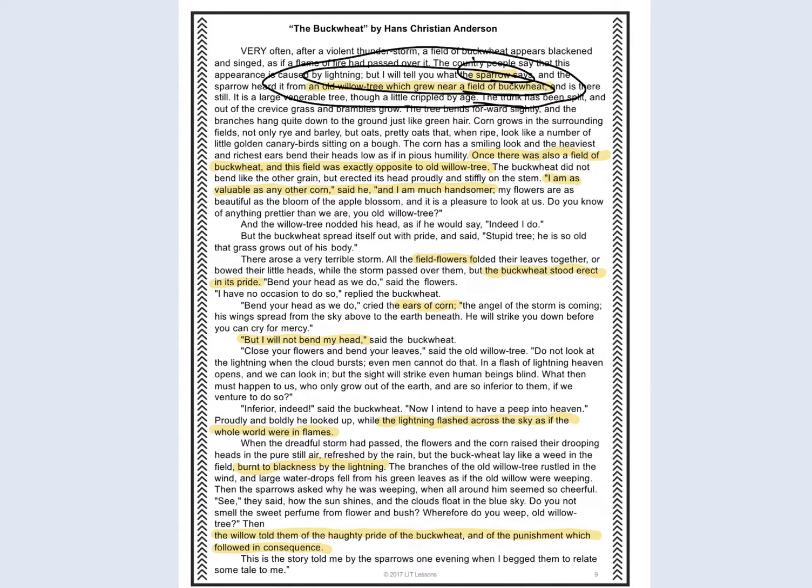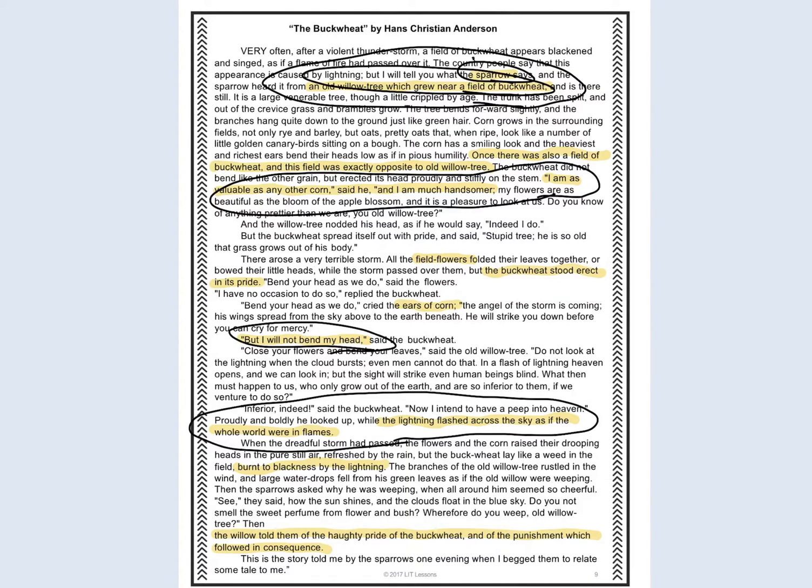They're all in a field, and we don't really know what time period this is, but we learn that the main conflict of the story is that the buckwheat is prideful and doesn't really listen. So the rising action is when the storm is coming, and everyone in the field is warning the buckwheat to not look at the lightning and to bow its head. And then we reach the climax of the story where the lightning strikes, and the buckwheat is obviously harmed by this because he didn't listen to everyone else.